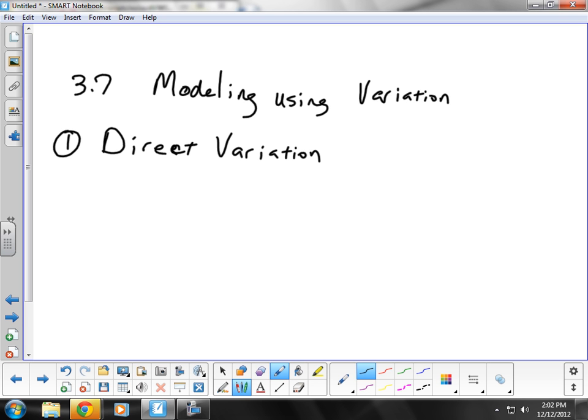Now, something forms direct variation if it's linear. In other words, like if one thing increases, the other thing increases, right? And it's got to go through the point 0, 0. So for it to be direct variation, those 2 things have to be true. Linear, so it forms a line, and it's got to go through the point 0, 0.